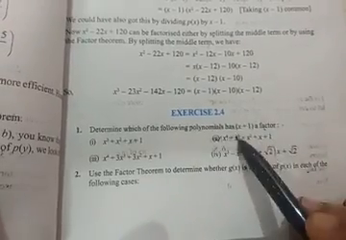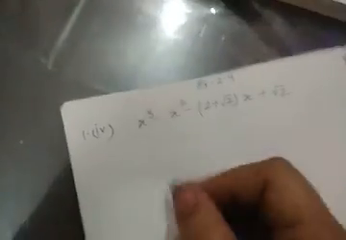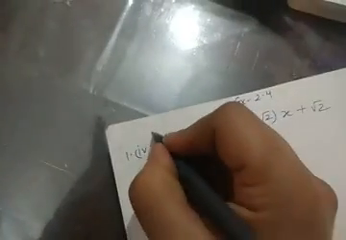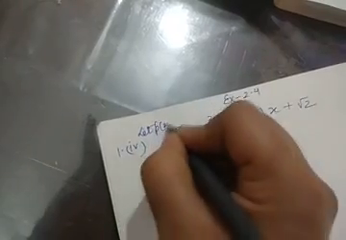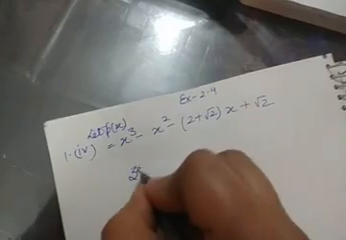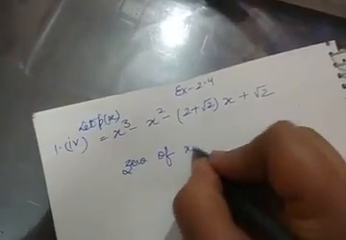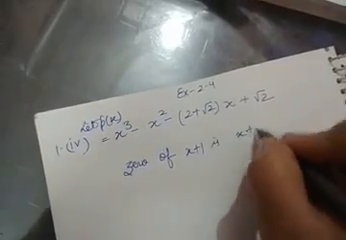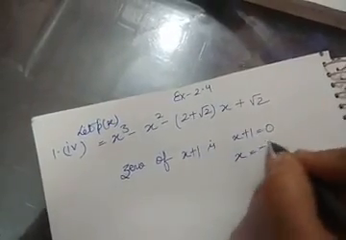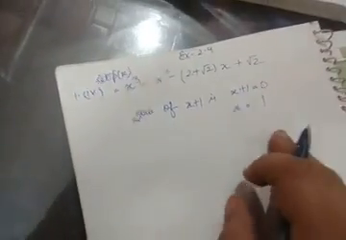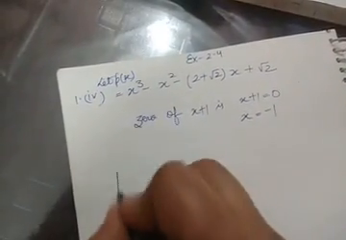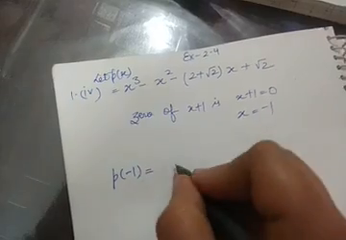So we want to check whether x plus 1 is a factor. So we will find the zero of x plus 1. Firstly, let's suppose that p(x) is equal to this. So what will be the zero of p(x)? Not the zero of p(x), the zero of x plus 1: x plus 1 is equal to 0, so x is minus 1. Put x equal to minus 1 here. What will we get? P of minus 1.